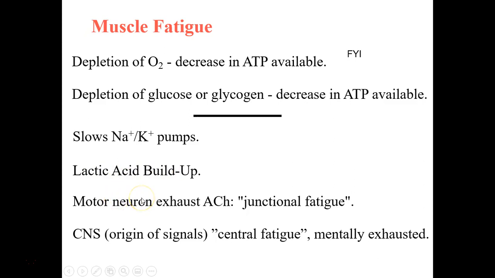Even say you contract a muscle many, many times, say you're wiggling your fingers back and forth. At the neuromuscular junctions, you can actually run out of acetylcholine if you do that long enough. And if you run out of acetylcholine, then they call that junctional fatigue. A similar kind of thing can happen in your central nervous system too, and they call that central fatigue.